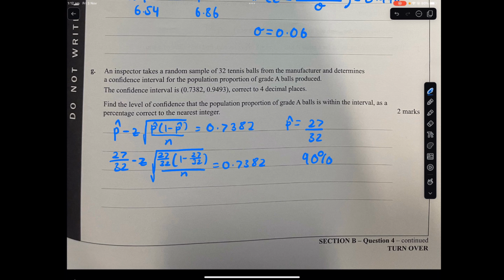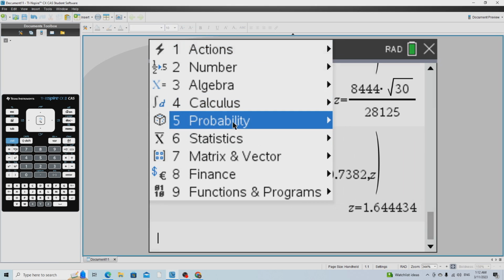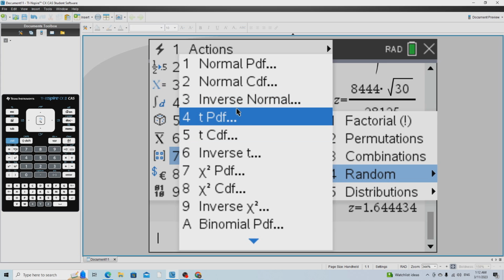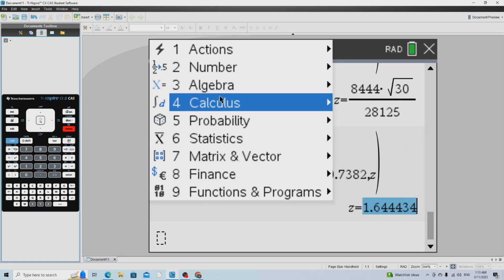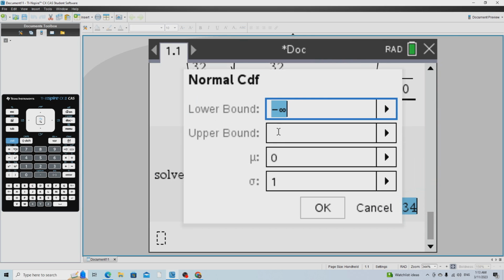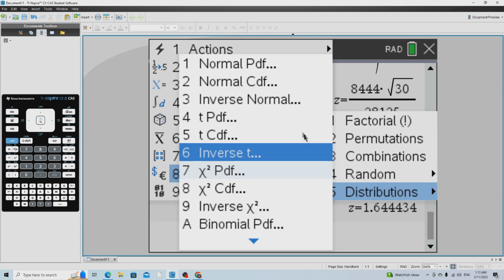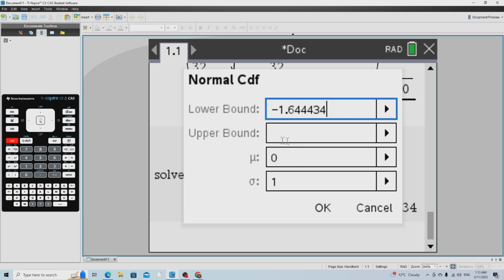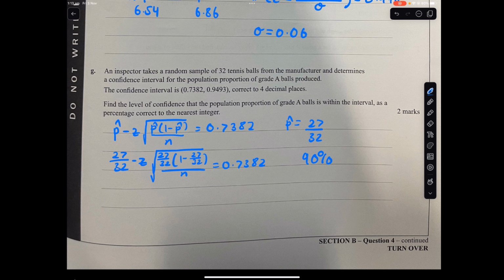Let's just actually double check that. If we save with 90%, we can just say menu, probability, normal CDF. Let me actually copy that. I want to double check if that's true. So if I go probability distributions, negative that, enter. Okay, yes, 0.89, approximately 90 percent. So to the nearest integer it's just 90%. That's that. Okay, let's get that question done.